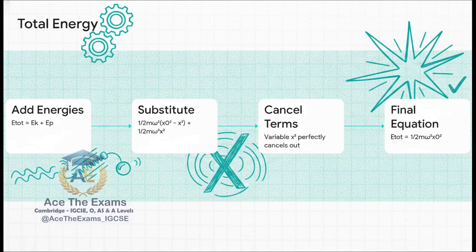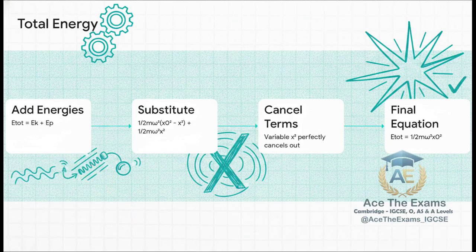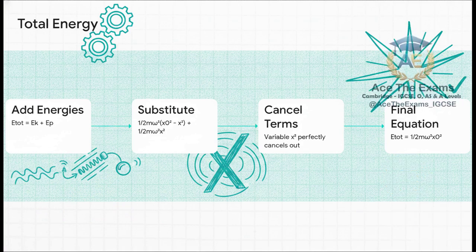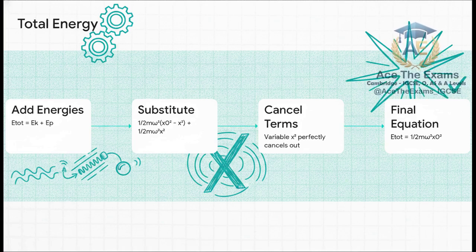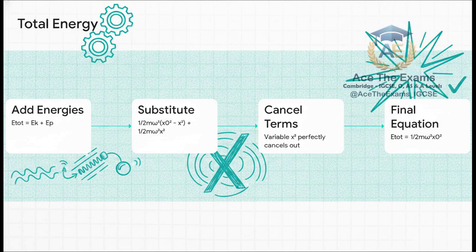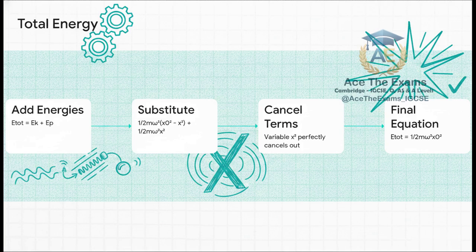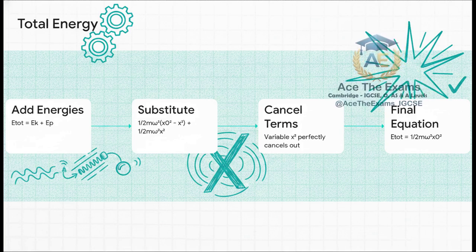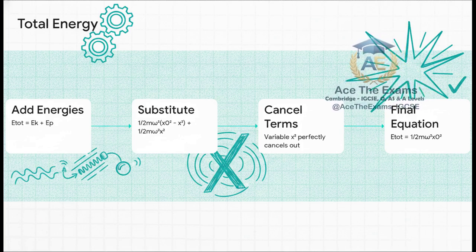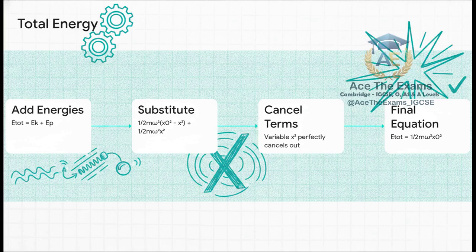We take our kinetic energy, 1/2 m omega squared, times the quantity x naught squared minus x squared. And we add our potential energy, 1/2 m omega squared x squared. If you expand the bracket in that first term, you generate a negative 1/2 m omega squared x squared term. And look at what happens next. That negative term perfectly, beautifully cancels out the positive potential energy term. The changing displacement variable, the x squared, completely evaporates from our equation. It just vanishes. We are left with a beautifully simple final equation.